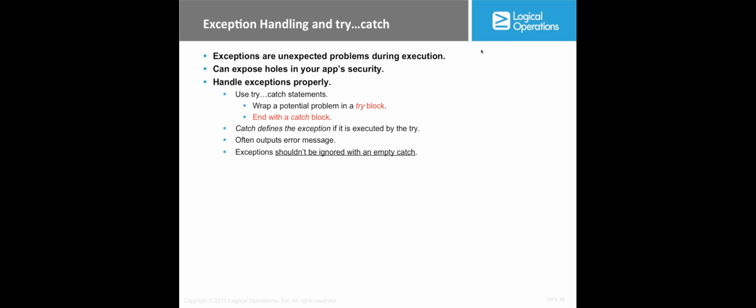Ultimately, why are exceptions an issue? The exception itself is not the issue. However, the possibility to expose holes in the underlying architecture is the problem with exceptions. So how we handle them becomes a little more delicate. We try to handle exceptions properly with what is indicated as the try block. So you wrap the potential problem in a try block.